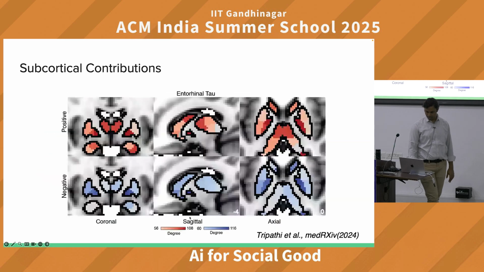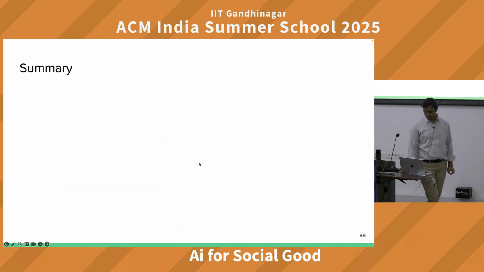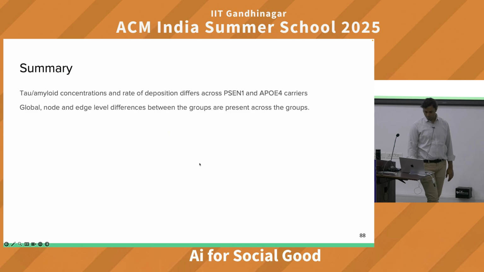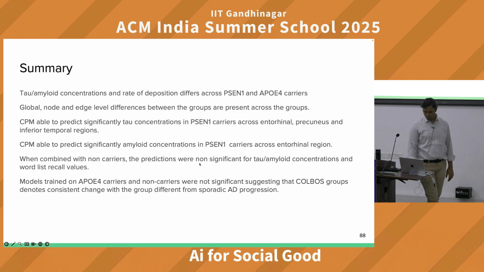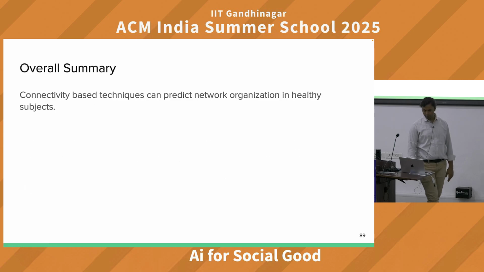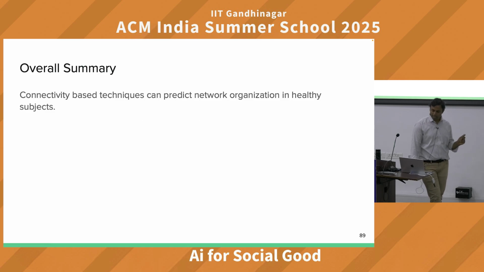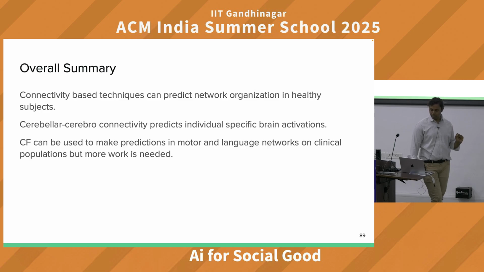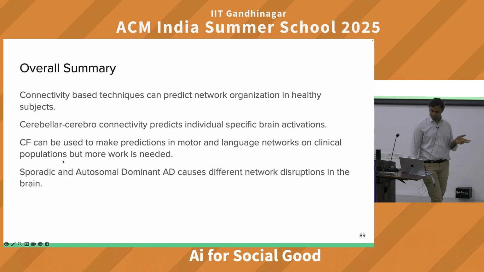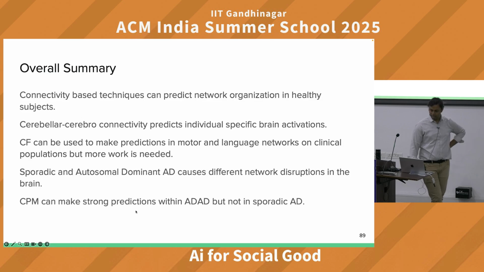We can probably skip this. Parts of the subcortex are also involved. So, again, I'll go to the overall summary. Connectivity based techniques can predict this network organization in healthy subjects. It can make predictions in motor networks in clinical populations. Some work is needed. And also in Alzheimer's, we can make pretty strong predictions using this connectivity model.